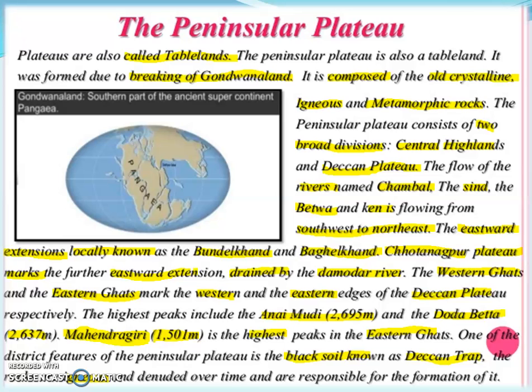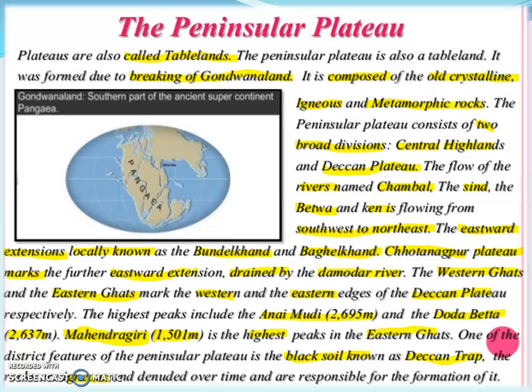The Chota Nagpur Plateau marks the further eastward extension, drained by the Damodar River. So the Chota Nagpur Plateau is mostly covered by the Damodar River. Then the Western Ghats and Eastern Ghats mark the west side and the eastern side.